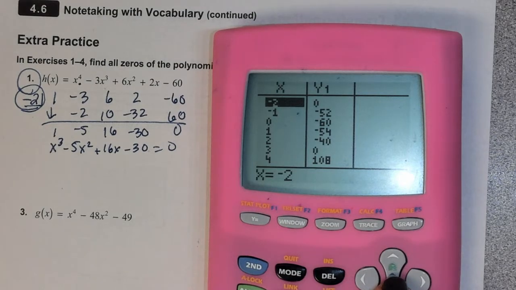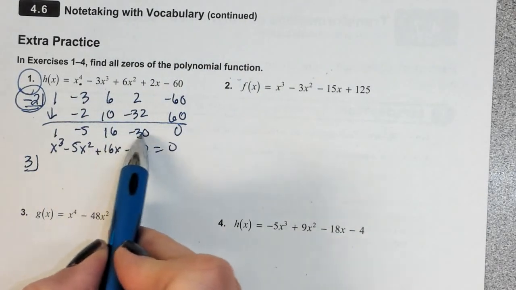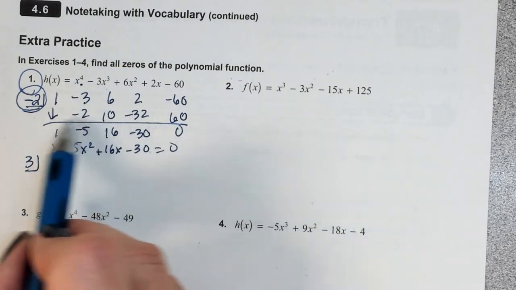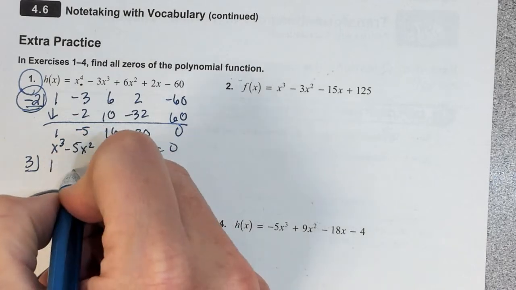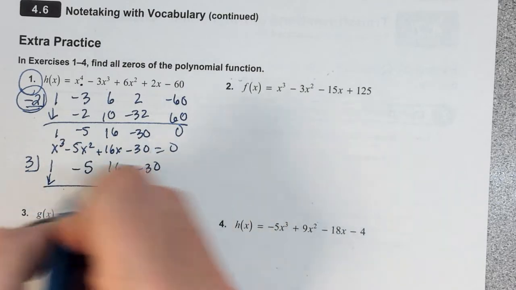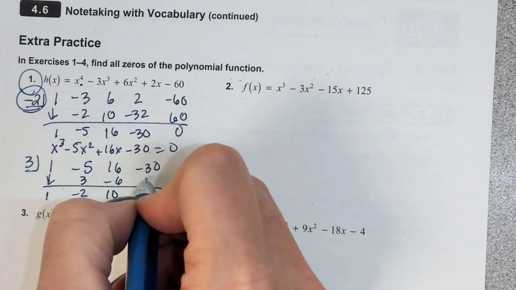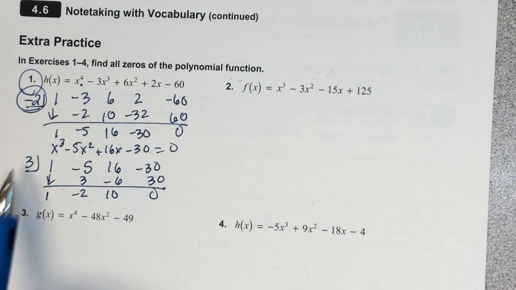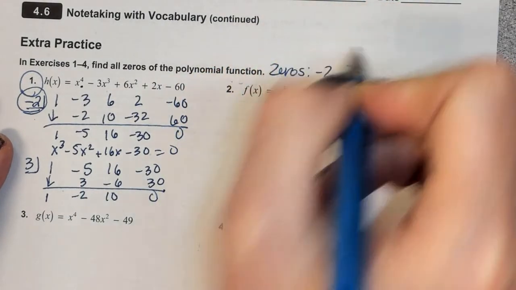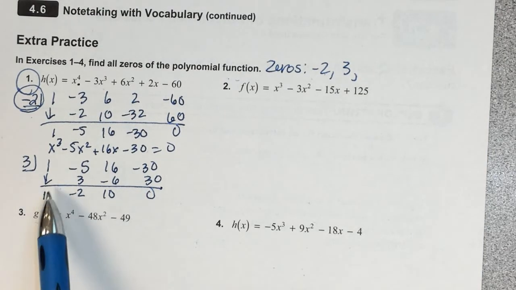What is it? 3. So now I'm going to use 3, and I'm just going to plug it into what's left over here. Because if 3 is a factor of the original, it has to be a factor of what's left over here. So I'm going to do 1, -5, 16, and -30. Bring this down. 1, 3 is -2. -6, that's 10, that's 30, that's 0. So now I have 2 of my zeros. My zeros so far are -2 and 3. How many total do we have to have? 4. We have 2.